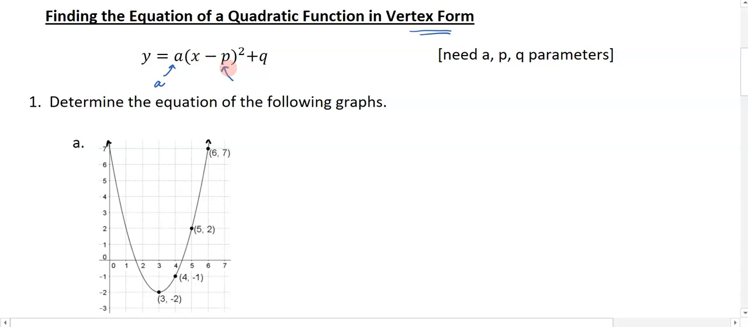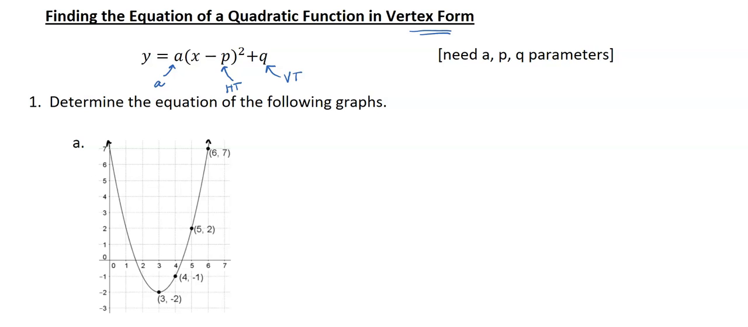The P is the horizontal translation parameter. Right, so if that was -1, it goes right 1. If it was +1, it goes left 1. And Q is our vertical translation. Okay, so if it was +8, it goes up 8. If it was -8, it goes down 8. Those are the three things we need in order to find the equation of a quadratic function.